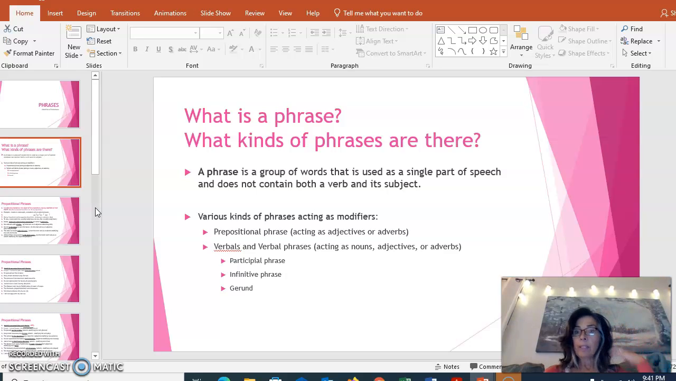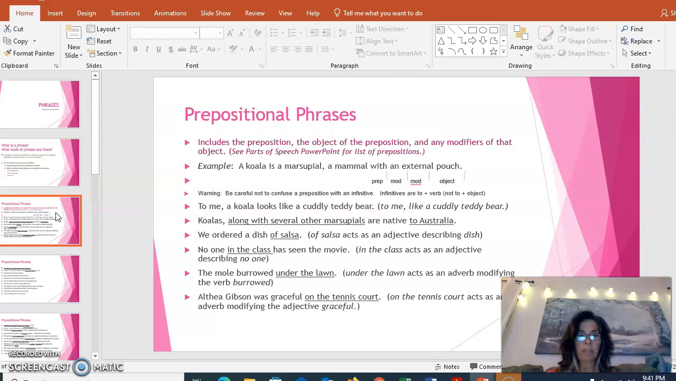Okay, so some phrases can act as adverbs also. So the kinds of phrases that can act as modifiers are prepositional phrases and what we call verbals, which are really verb forms, or they look like verb forms, but they function differently. They can function as an adjective or an adverb. I put gerunds in here, but it's really not a modifier. It's just something that acts as a noun. Okay, there are also infinitive phrases. I don't think I wrote that here, but hopefully that is part of this PowerPoint. Let's go to prepositional phrases.